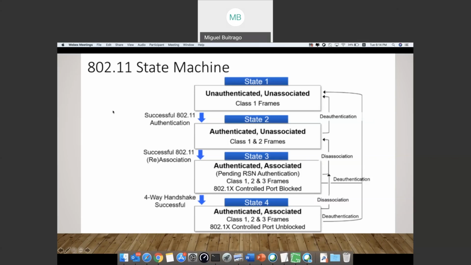We should also point out that if the BSS does not require authentication, the client or the station will move from state 2 to state 4. The same holds true in a fast roaming or fast BSS transition situation, which goes through the same path from state 2 to state 4. These are the four states of the state machine.